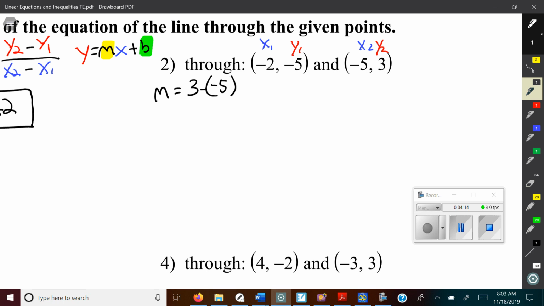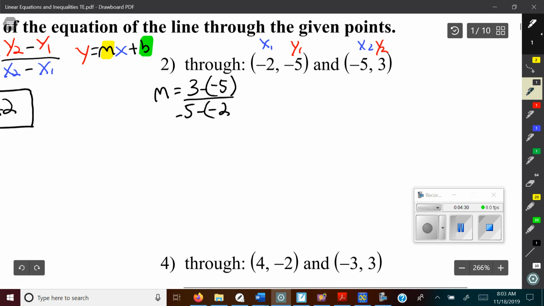Okay, and notice how you have the negative from the negative 5 and the negative from the actual formula. And those two negatives are going to make a positive. Then we have negative 5 minus negative 2. And again, those two negatives are going to make this positive. So now we have 3 plus 5, which is 8, over negative 5 plus 2, which is negative 3. So the slope is equal to negative 8 over 3.